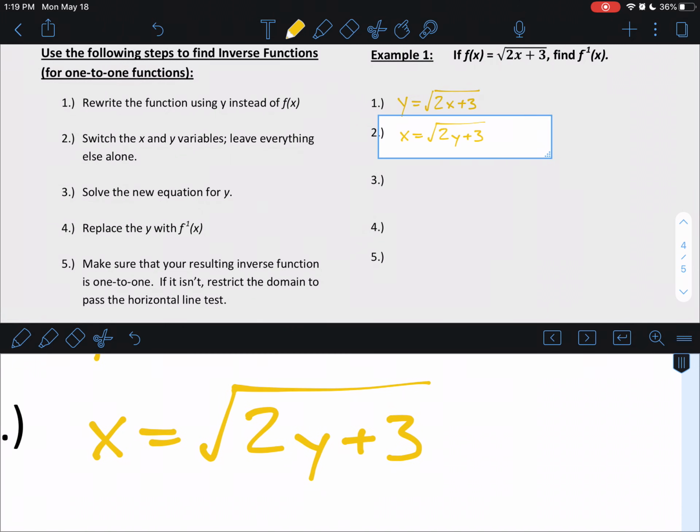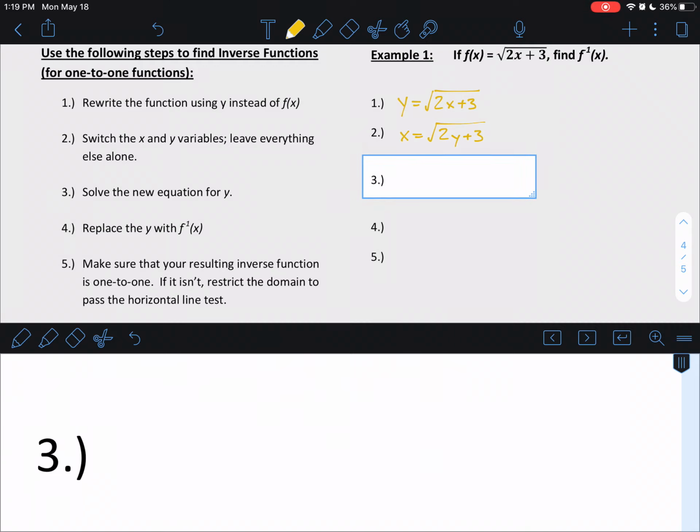So to solve the equation for y, I just want to get y all by itself on that right side of the equation. Since everything on that right side is underneath that radical, I'm going to square both sides to get rid of it. So that gives me x squared equals 2y plus 3. And that gets rid of the radical on the right side, squares on the left side. That's fine.